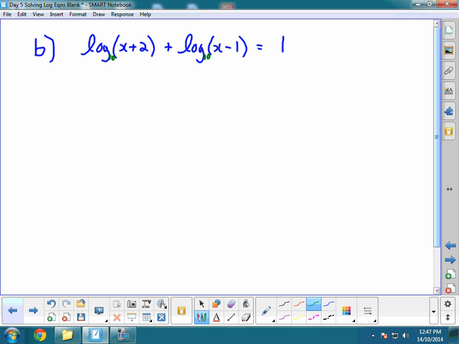So first things first, I have this 1 at the end. So again, I'd like to convert it to a logarithm. This time I'm going to do it with log base 10. So based on what we just did in the aside, this can convert to log 10 base 10.